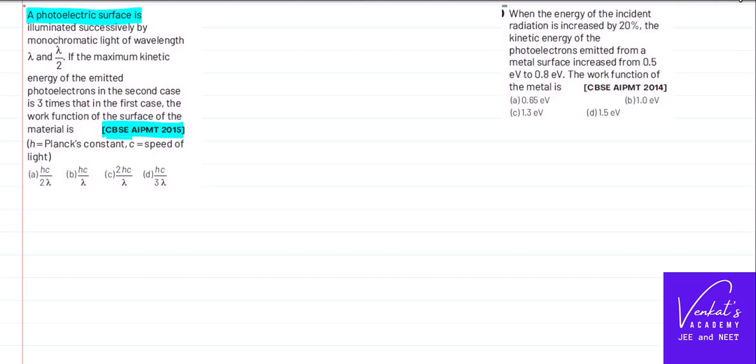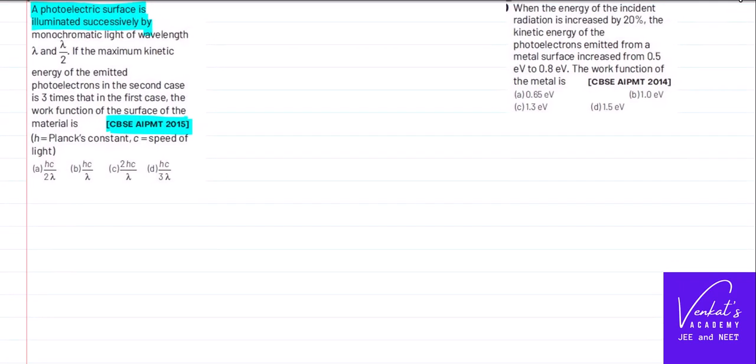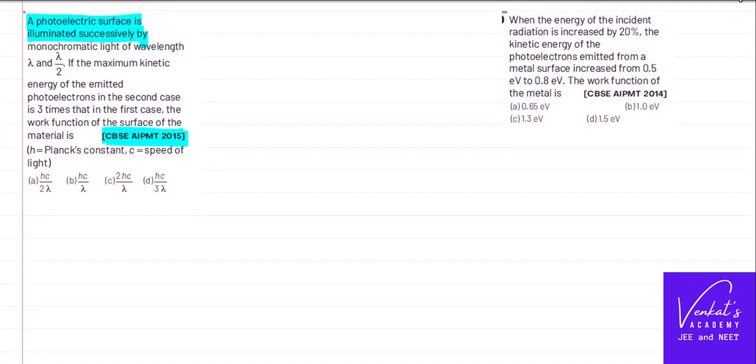This is a previous IIT-JEE question based on the photoelectric effect, Einstein's photoelectric equation. The question says, a photoelectric surface is illuminated successively by monochromatic light of wavelengths lambda and lambda by 2. Maximum kinetic energy emitted in the second case is 3 times that of the first case. Then what is the work function of the metal surface?